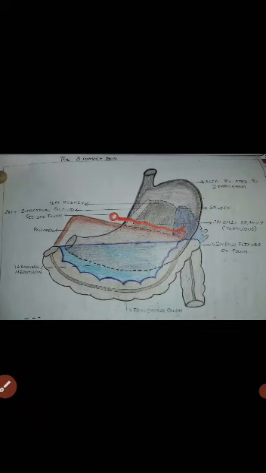And hyposthenic stomach. Hyposthenic means those who have a long and narrow stomach, they are more prone to gastric ulcer. Hypersthenic stomach people are more prone to duodenal ulcer. Hyposthenic means long and narrow. Hypersthenic means short and broad. So hyposthenic stomach is more prone to gastric ulcer. Hypersthenic stomach is more prone to duodenal ulcer.